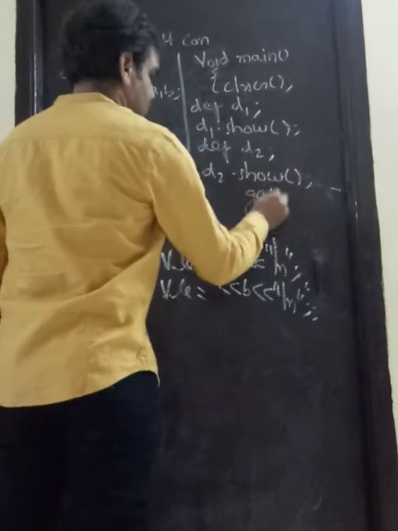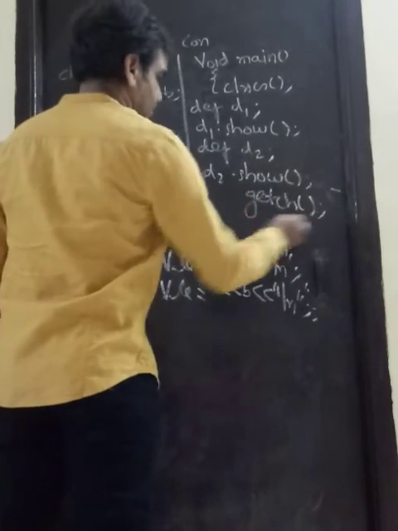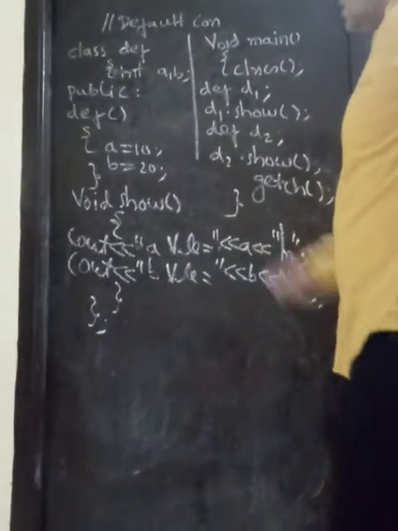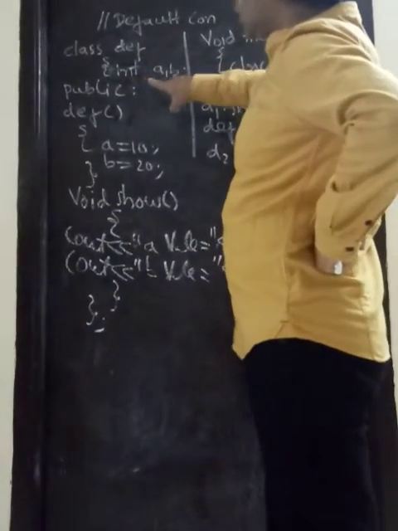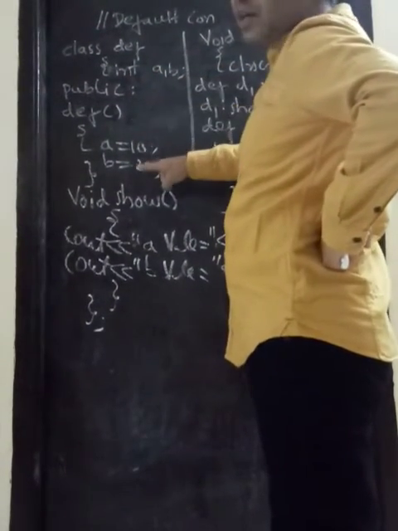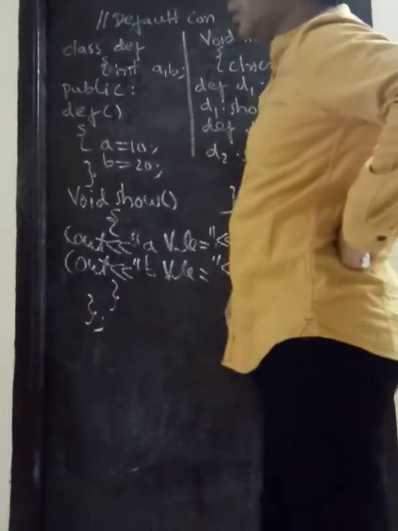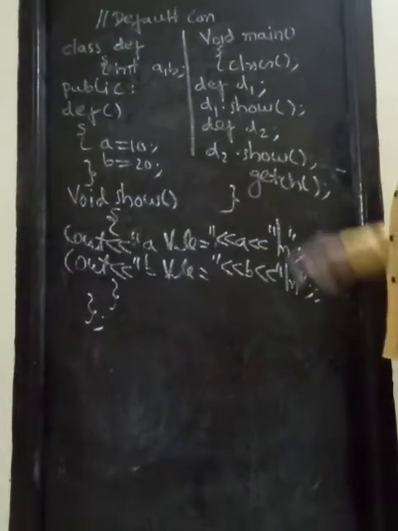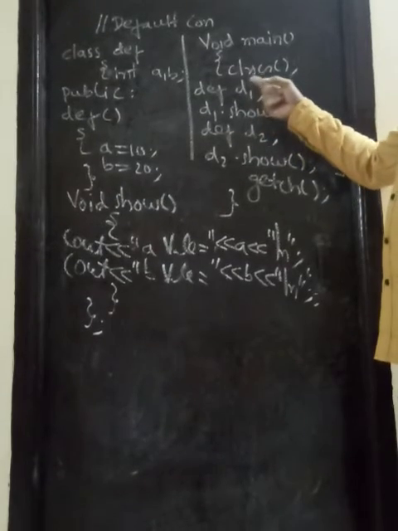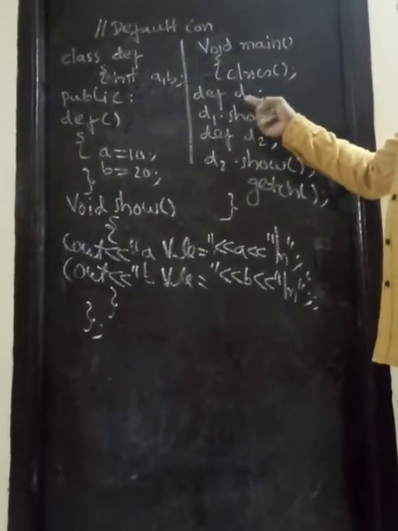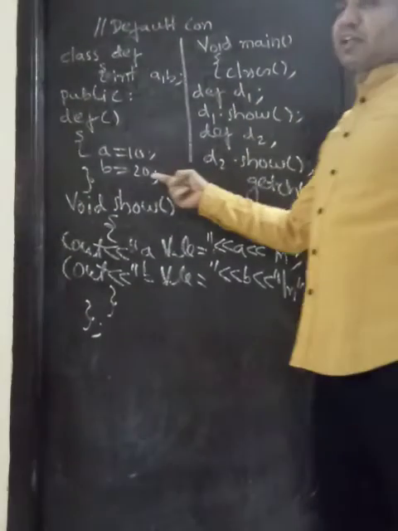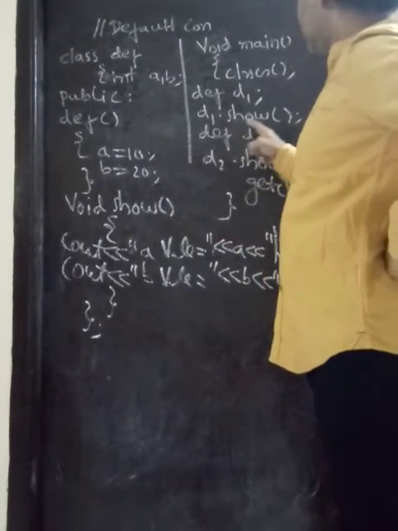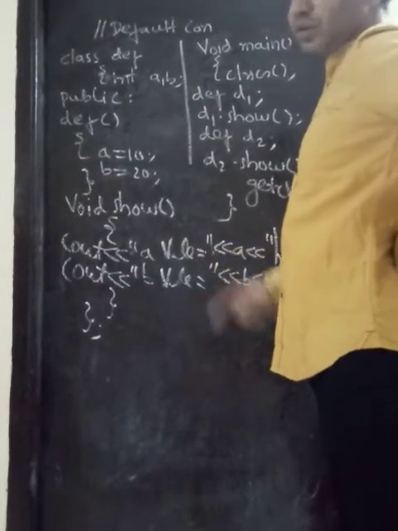See here. The class name is def, the default constructor, integer a comma b, public def. I am initializing values a is equal to 10, b is equal to 20. Then void show displays the a value and b value. Here I am creating the object d1. When you create a d1 object, the values are automatically initialized, a value 10, b value 20. When you call d1 dot show, it will display a value 10, b value 20.